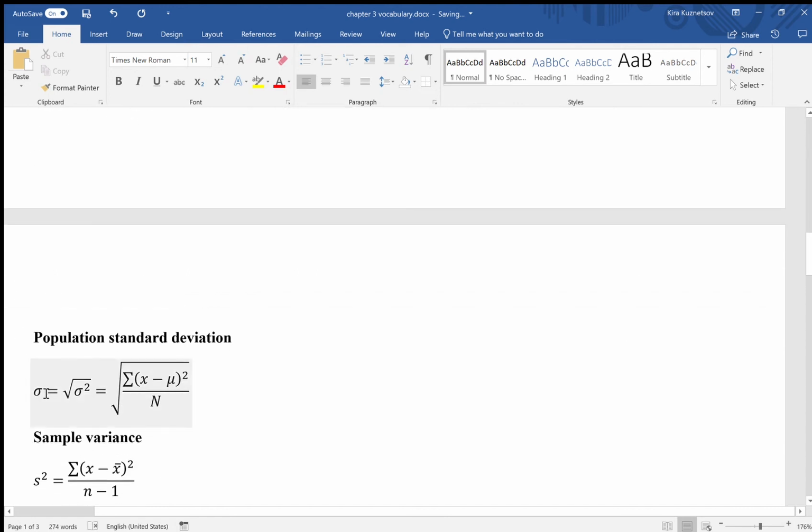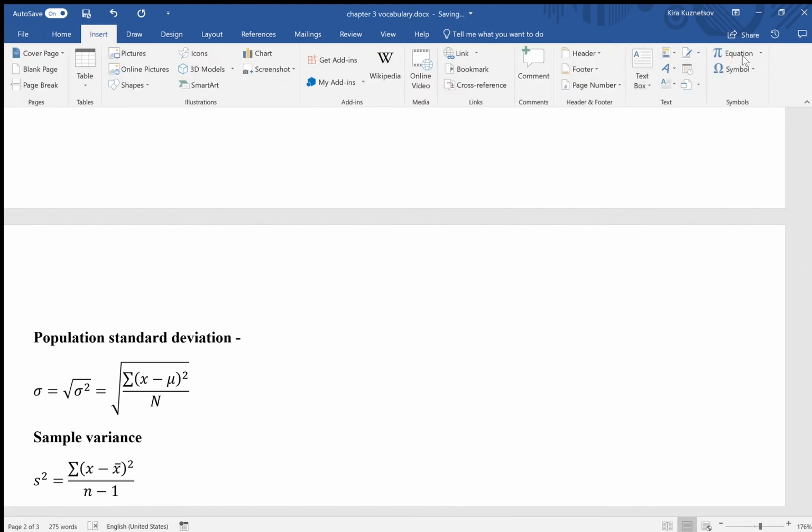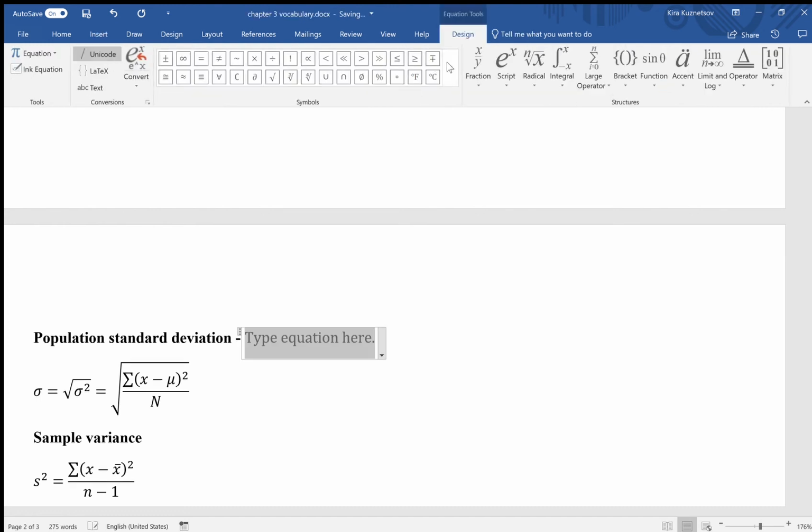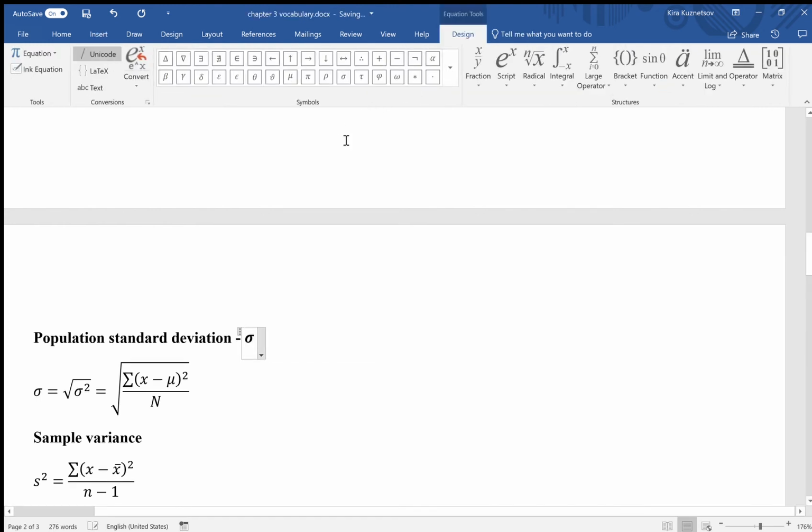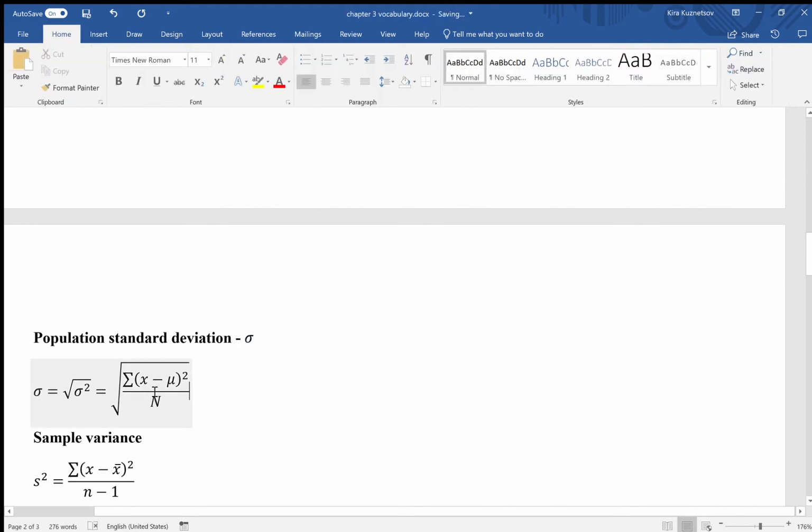Now, the sigma, that's the one that I'm actually interested in. That's the standard deviation. The sigma is the population standard deviation. Let me show you where to find it again. Insert, equation, click, it's right there. I'm just unbolding it. And the formula is the square root of the variance. So we're finding the variance, you're taking a square root of it, you have your population.